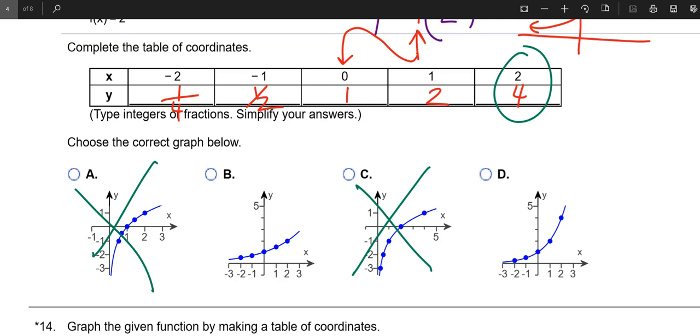Now, we have the coordinate 2, 4 in our graph. Is this the coordinate 2, 4? No, that's 2, 2, isn't it? 2, 4 is right there.